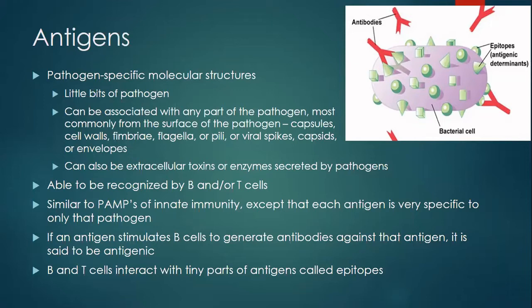If you remember innate immunity and the pathogen-associated molecular patterns, the PAMPs were different things that are common between different pathogens, like things that are common on the surface of bacteria. Similar function, except that what we're looking at here are very specific structures only possessed by one certain pathogen. If an antigen can stimulate a B cell to make antibodies, then it's said to be antigenic. You might hear that word. B and T cells interact with actually only tiny parts of each antigen. The parts of the antigen that the B cells and T cells interact with are called epitopes.